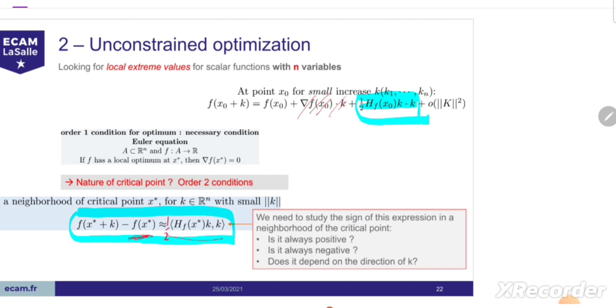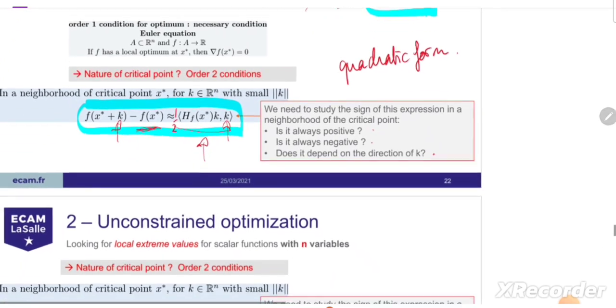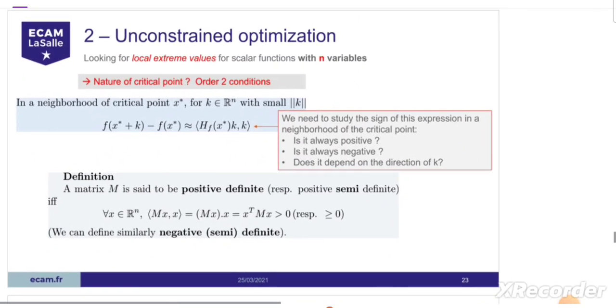Okay, so that's about the same thing. Anyway, in terms of sign, they are going to have the same sign. So we need to study the sign of this term. This has a specific name, which is called the quadratic form. And what we want to know is whether this is always positive, negative, or does it depend on the direction of the increase k that we are doing around that critical point. So we need to study that point.